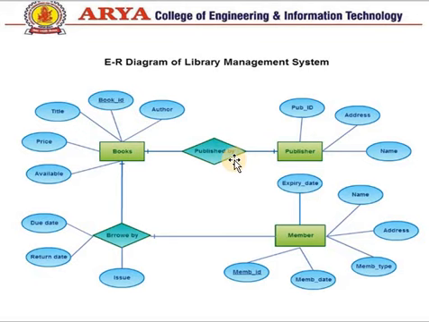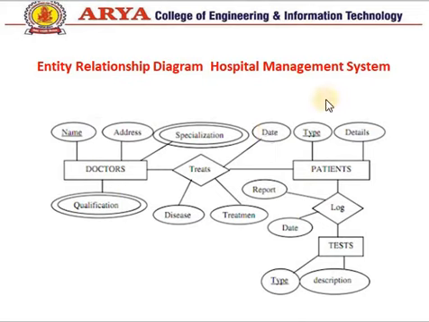One more example of an ER diagram: we discuss the ER diagram for a hospital management system. In this diagram, doctors, patients, and tests are the three entity sets. Tests and log are the two relationships. Test is a relationship between the doctors and patients. What are the attributes of doctors? Name, address. Qualification is a multi-valued attribute. If we use multi-valued attributes, then we use a double ellipse. Specialization is also a multi-valued attribute.